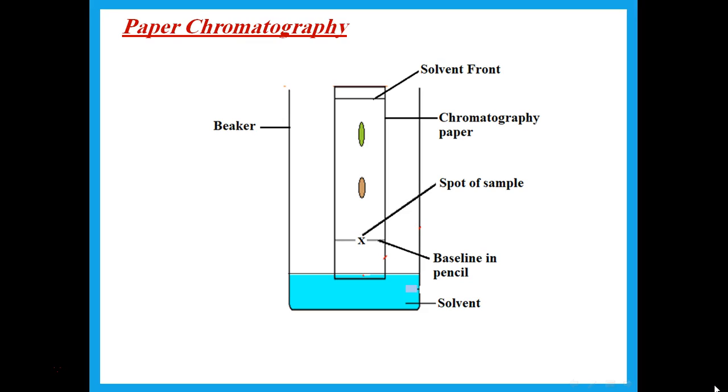Now again, this solvent will have to go up the chromatography paper until it reaches near the top, and then we remove the paper. So where the solvent reached is called the solvent front. Can you see the solvent front? The solvent front is the place where the solvent has reached. Once the solvent reaches the edge of the paper on top, we remove the paper and we leave it to dry.